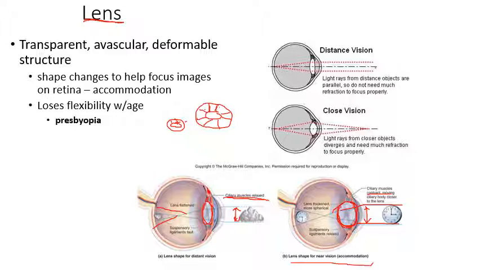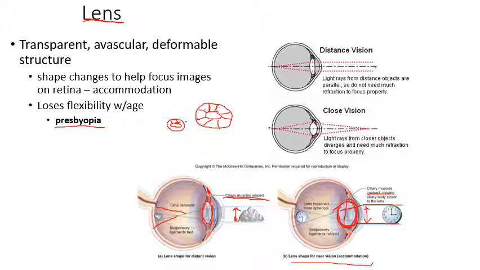But what happens when you get old? I like to tell my kids we get old and crusty, and that's basically what happens with the lens. It gets older and crusty, and when I go to contract, the elasticity has decreased over many years, so it can't get this round. If it's still stretched out more, it can't bend as quickly, and therefore you lose your close vision. That loss of flexibility with age is called presbyopia. That's when you need those reading glasses.